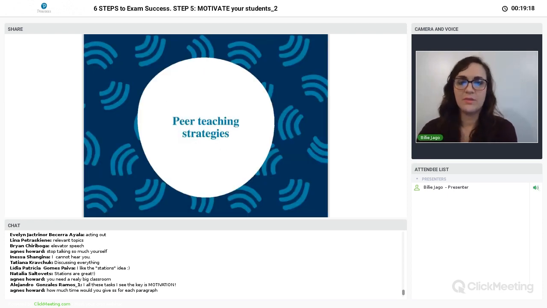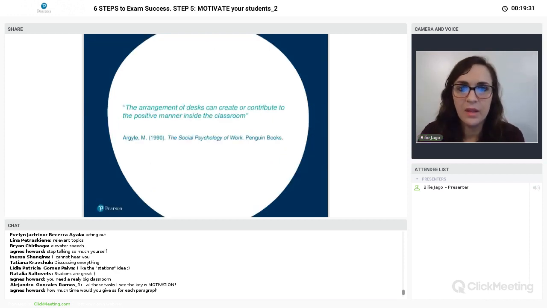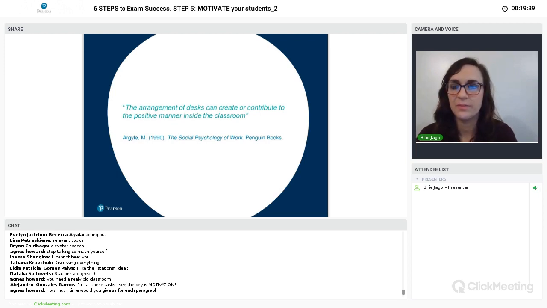Okay, so moving on to our second point, peer teaching strategies. I think firstly it's important to consider the layout of the classroom, which needs to be conducive to an interactive environment. Something which I agree with is that the arrangement of the desks can contribute to the manner and the positivity inside the classroom.